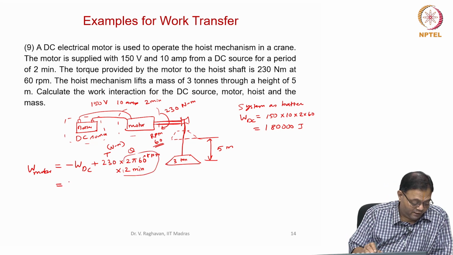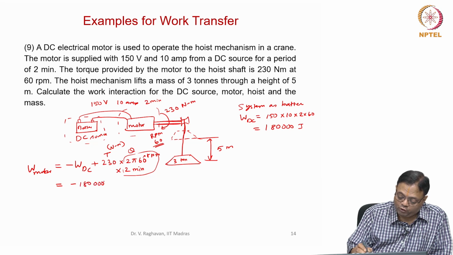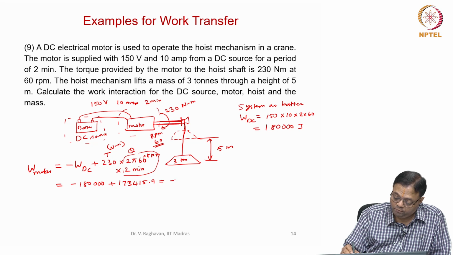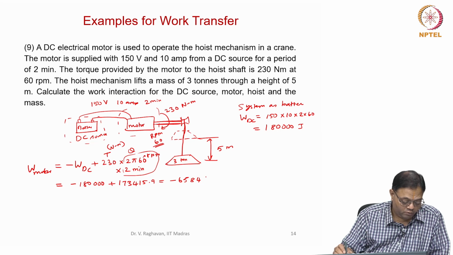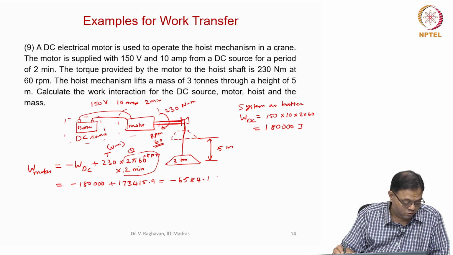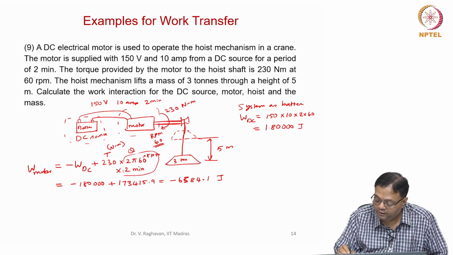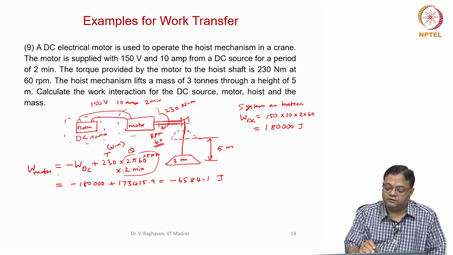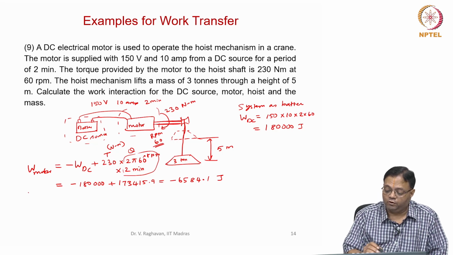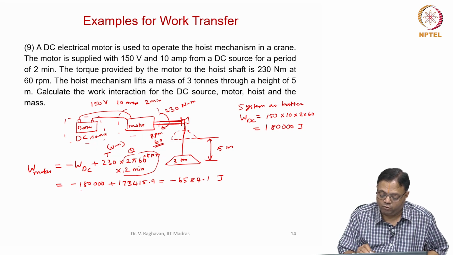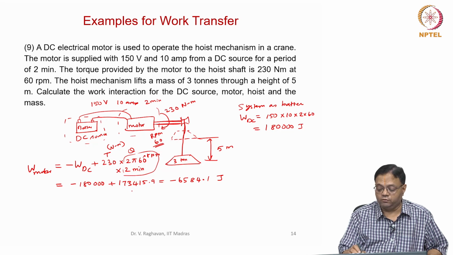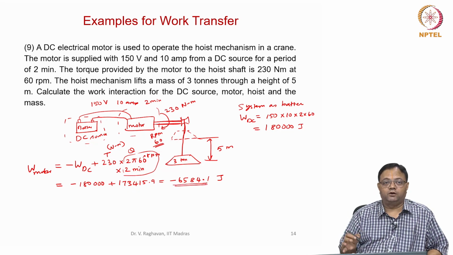So when I do this, I get minus 180,000 plus 173,415.9, which is equal to minus 6,584.1 joules. So you can see that the motor takes more energy from the DC source, but due to some inefficiency, it is delivering something lesser. Out of 180,000, it is delivering about 173,000. So that is a negative net work for this.